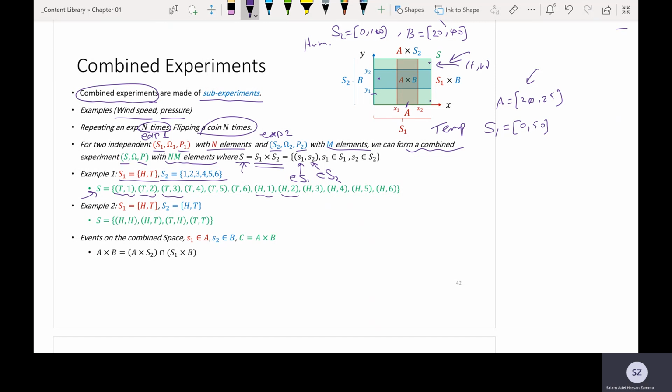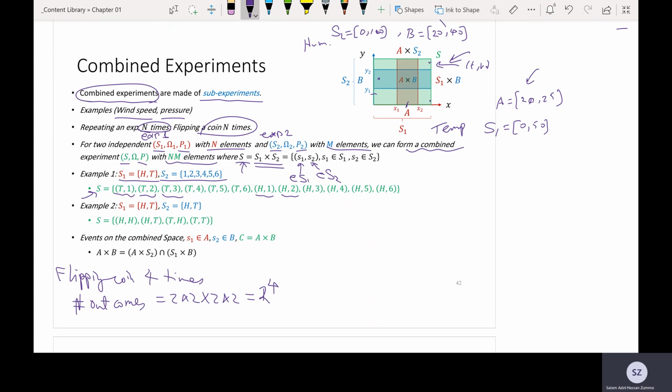Nice one. How many outcomes can we have? Flipping a coin 4 times. How many outcomes? 16, right? It's 2 multiplied by 2 multiplied by 2 multiplied by 2. So basically it's 2 to the power 4, which is 16 in total.